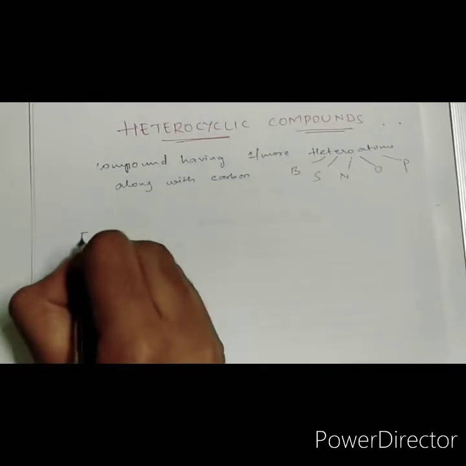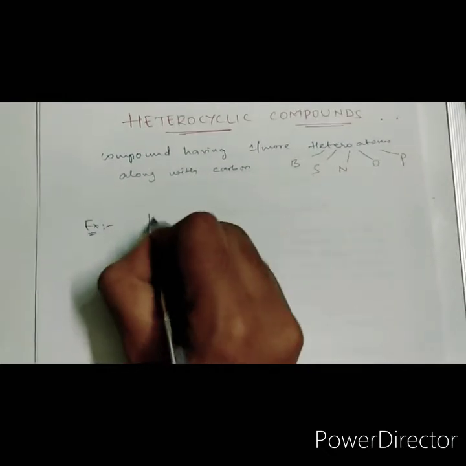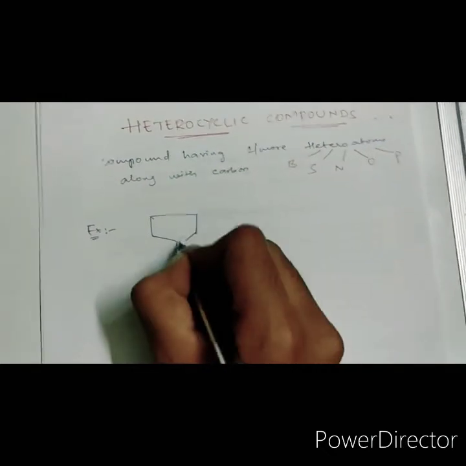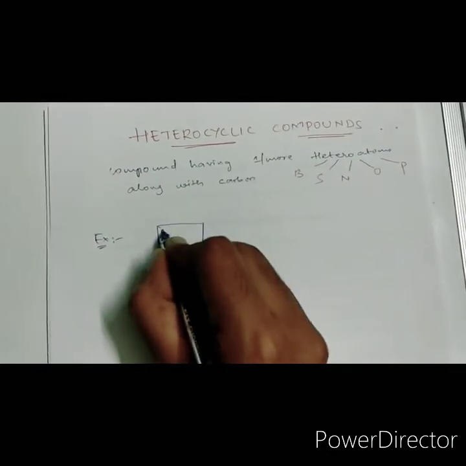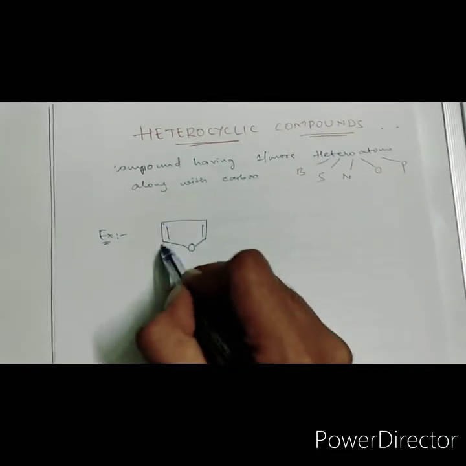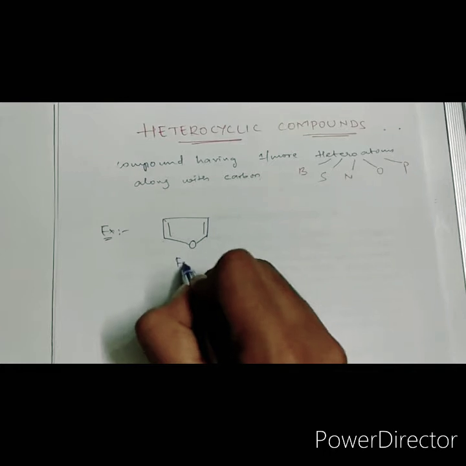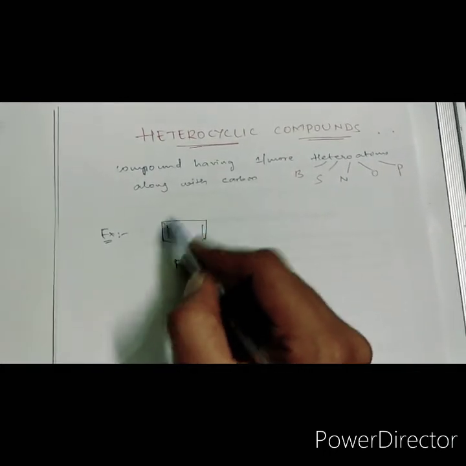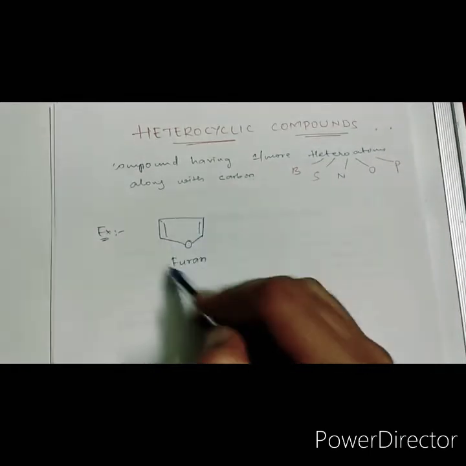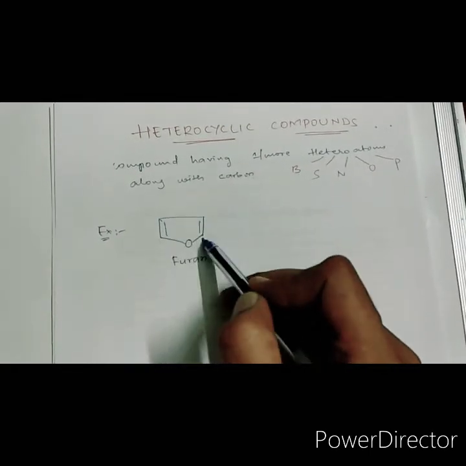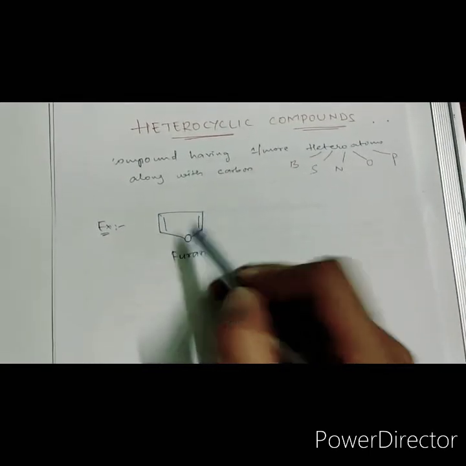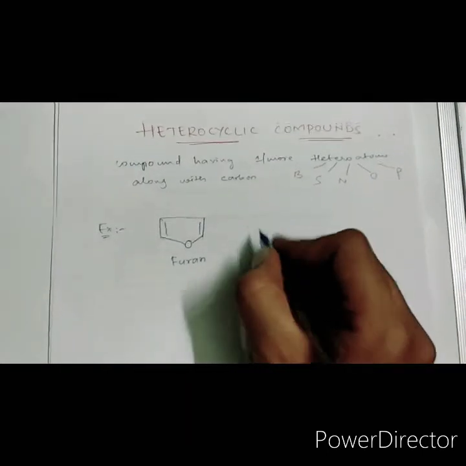For example, you can see here this is a heterocyclic compound because it contains carbon along with the oxygen. So this compound is known as furan. This compound is furan as it is a heterocyclic compound because it contains carbon along with the heteroatom.